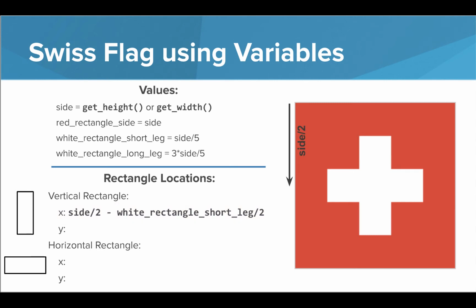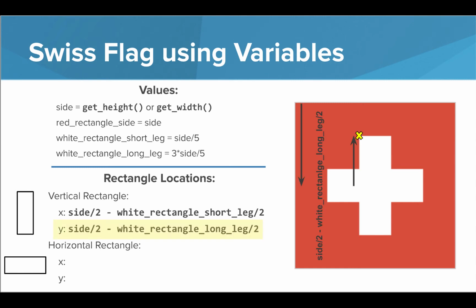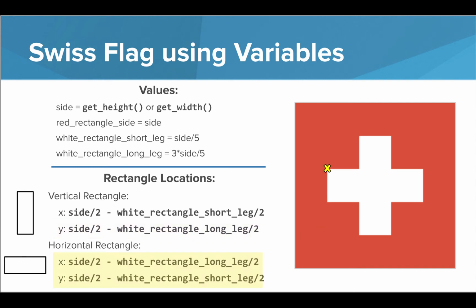Now let's find the y value. We already know that half of the height of our canvas is side divided by 2. The height of our vertical rectangle is equal to white rectangle long leg, so half of this will be white rectangle long leg divided by 2. When we subtract these values, we find the y-coordinate of the location of our vertical rectangle. We can find the location of the horizontal rectangle the same way, where the x and y values are just switched because our rectangle is laid horizontally instead of vertically. Let's put all this together in the editor.